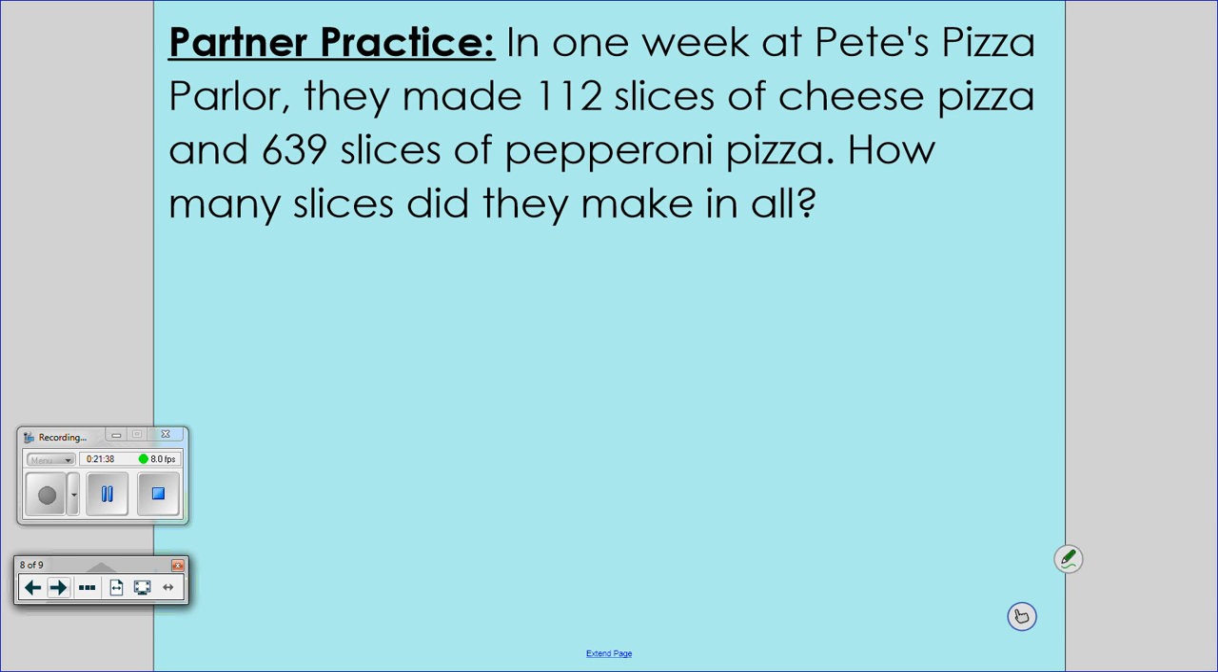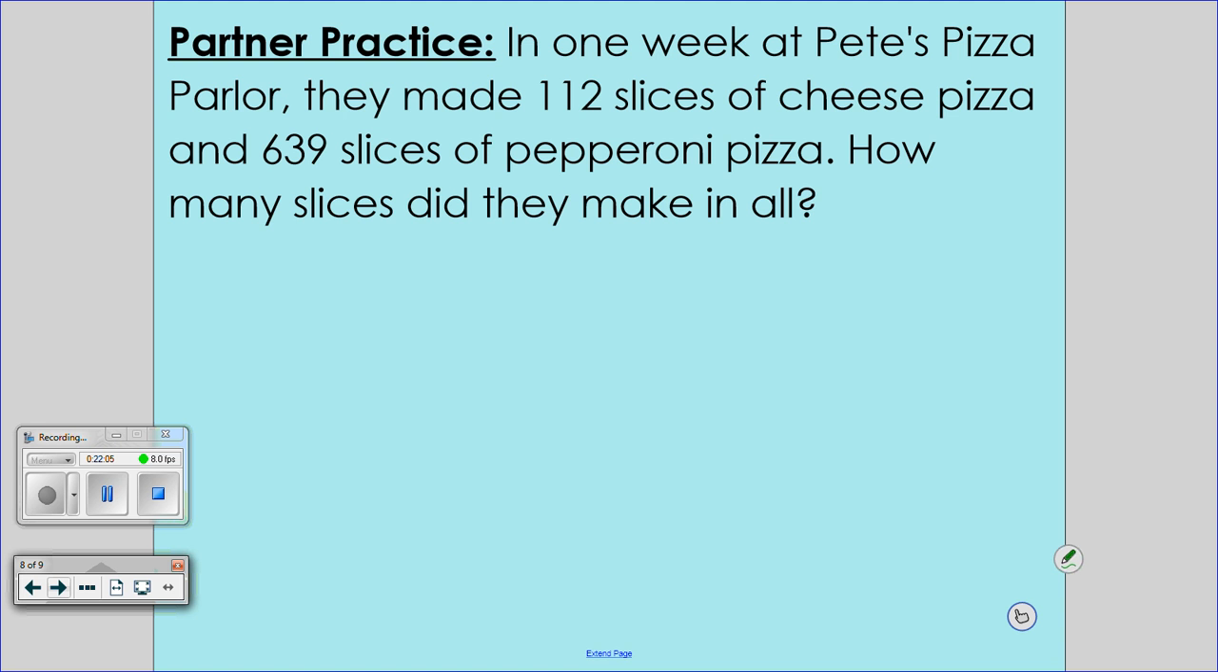It says, in 1 week at Pizza Parlor, they made 112 slices of cheese pizza and 639 slices of pepperoni pizza. How many slices did they make in all? Do we know the total, or do we know parts? Parts. Okay, we want to find out how many they made total.